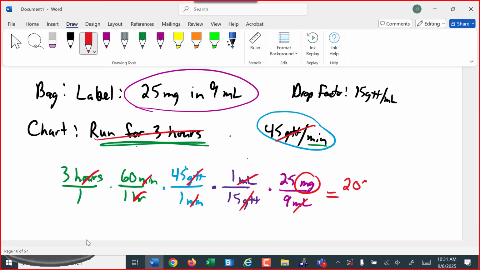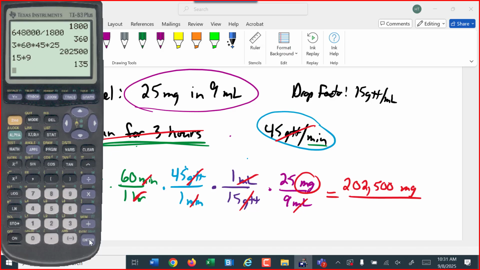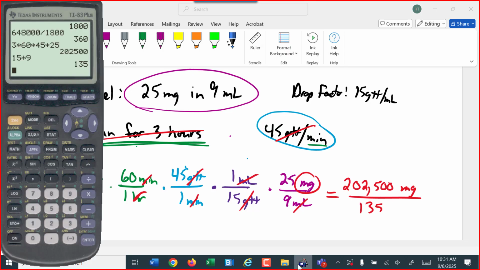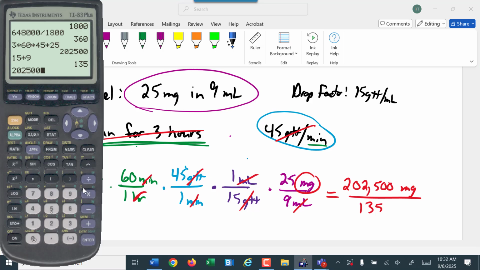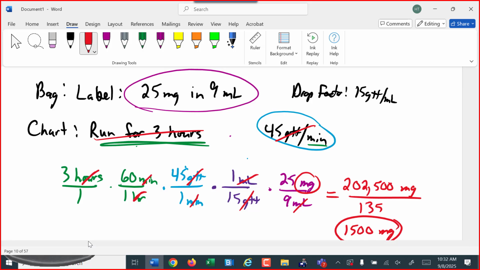202,500 milligrams. On bottom, 1 times 1 times 1 times 15 times 9 gives us 135. So we divide that out. 202,500 divided by 135, and we get 1,500 milligrams is the amount of medication that patient will be receiving.